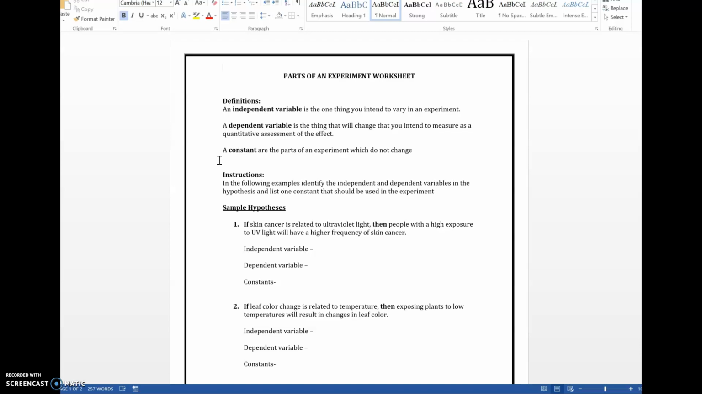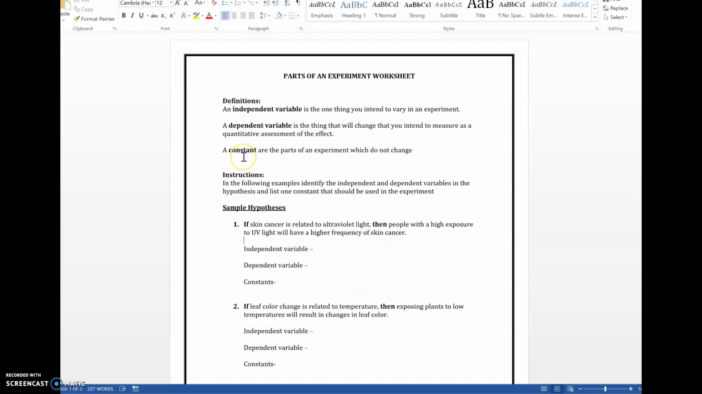effect. Now that's a lot of jargon and it's crazy, but I'm just going to give you a little idea here. Down here you will see a good tool that you can use to find the answer to these. You will see that people will have higher UV, and I'll show you that in a little bit, but there's a little trick that will tell you what the dependent variable is, what you're going to measure with a quantitative assessment of the effect.